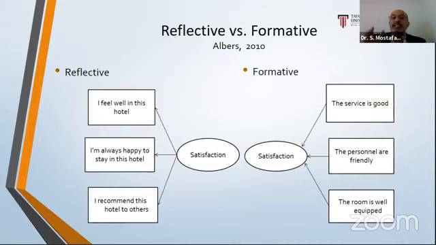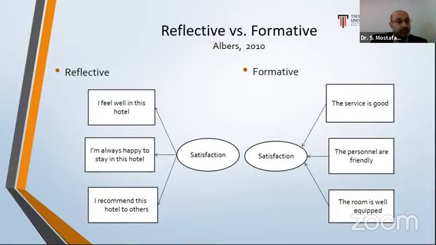But if we ask other types of questions, if we ask about service, about personnel, and about room equipment, so we ask whether the service is good, the personnel are friendly, and the room is well equipped, respondents should answer these. What's our expectation? The answer to the first question can be strongly agree. When we go to a hotel, the service is really good.